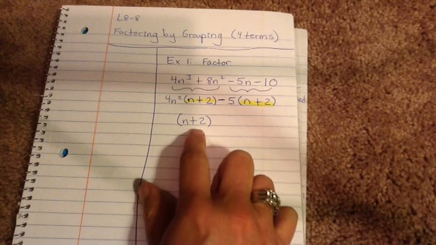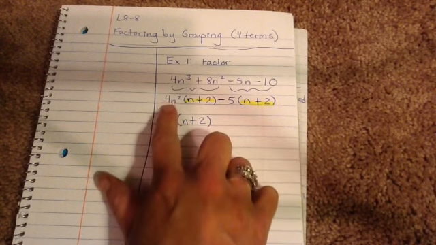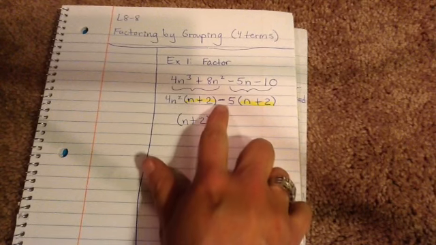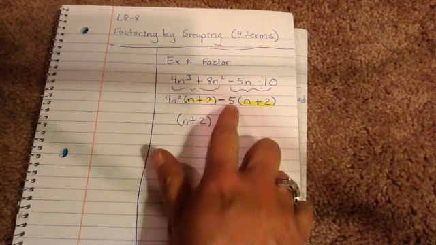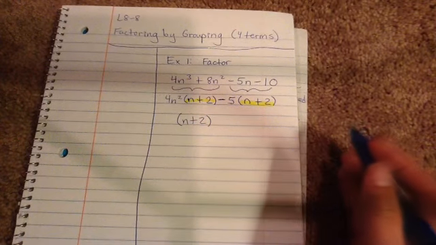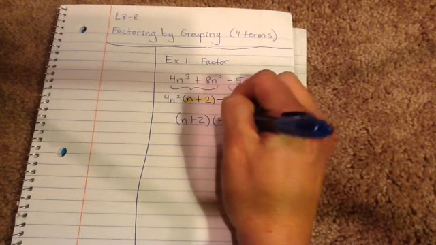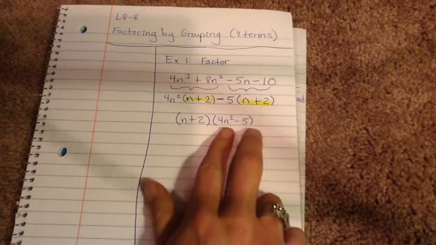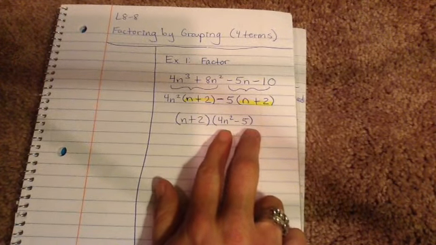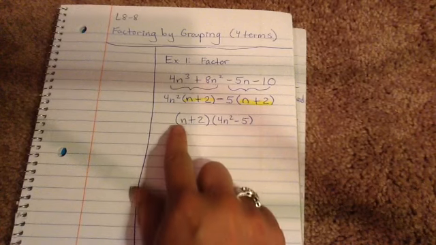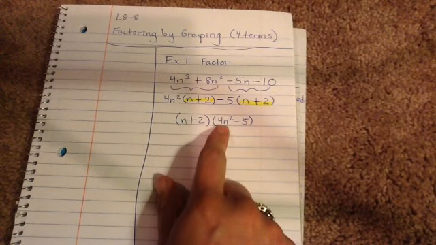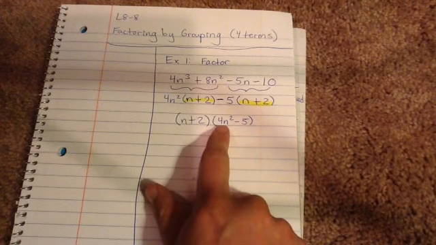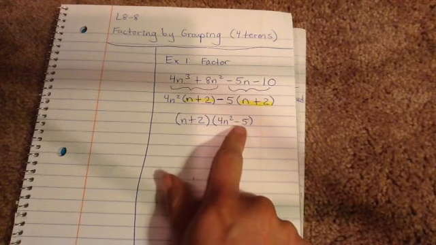So all you're thinking here is, wait a minute, I'm going to multiply 4n squared times n, and I'm going to multiply it times 2. But I'm also going to multiply -5 times n and -5 times 2. So those two leftovers go into another set of parentheses. That's your other binomial. If you were to multiply this out now, notice n times 4n squared, n times the -5, 2 times the 4n squared, and 2 times the -5.